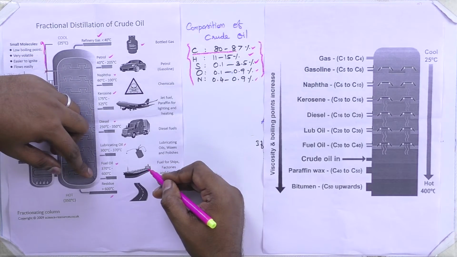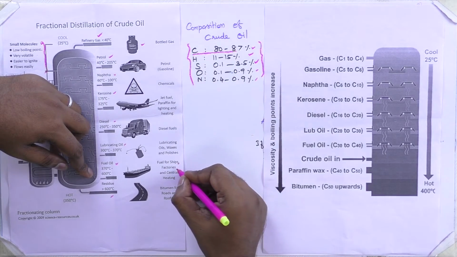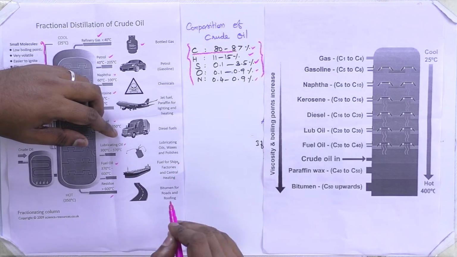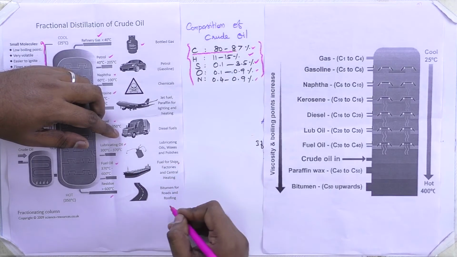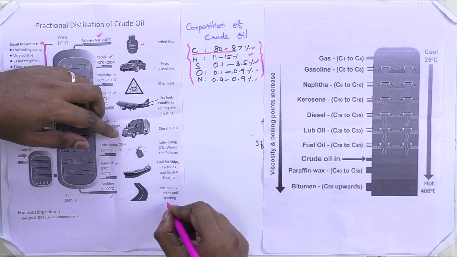And fuel oil is mainly used in ships, factories and central heating. Wherever maximum efficiency is needed, that means a higher load is applied on instruments, vehicles or other machineries, this kind of fuel oil is used. And the final product is bitumen, which is used to make roads and roofing.